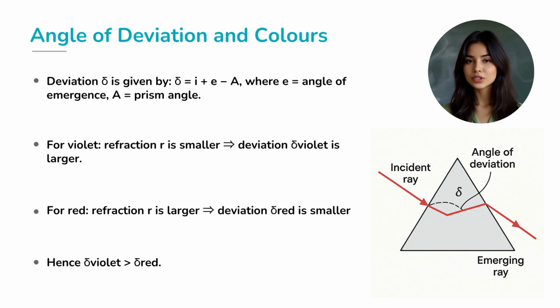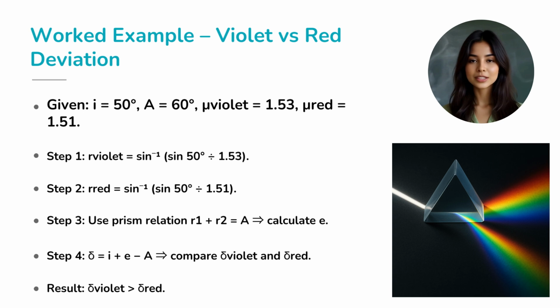In simple words, violet bends the most, red bends the least. And that's why when white light passes through a prism, the violet beam appears at the bottom and the red beam at the top. Let's test this with some numbers.